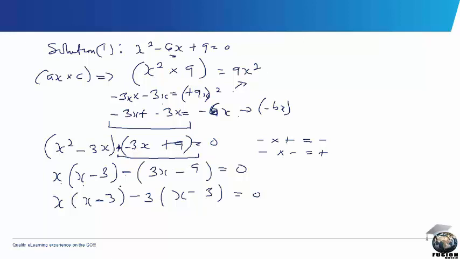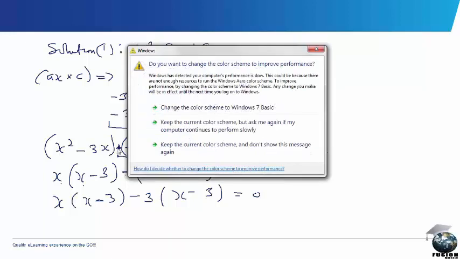So how do we go about this? I think there's a mix up somewhere. Okay, that's minus 3. Alright, there's no mix up. We'll continue.